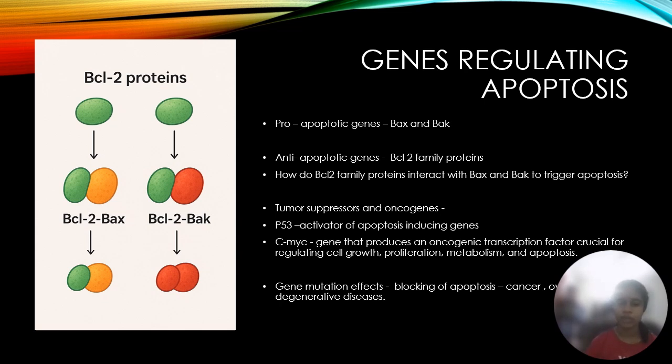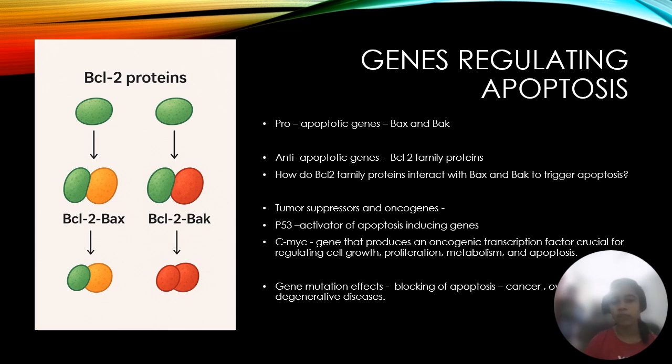There is a change of shape, and then they insert in the mitochondrial pores. The mitochondria will permeabilize, the outer membrane will be permeabilized, and then cytochrome C is released. Then there is the downstream caspase activity, the caspase cascade, and there is cell death.